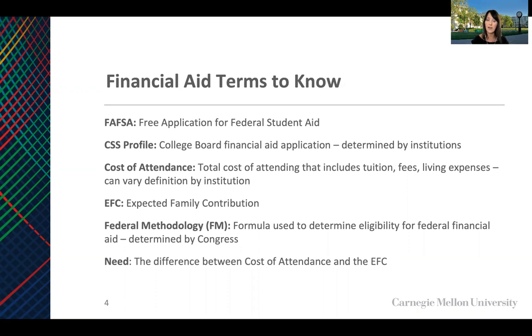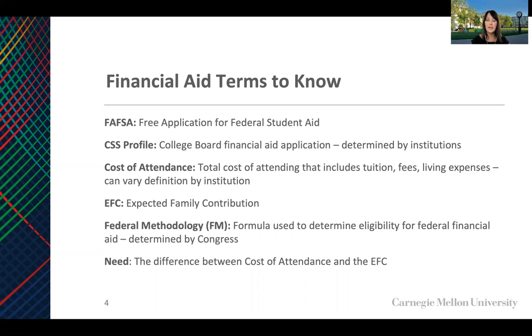That is how that contribution is determined. There are two types of methodology. This is the first one, federal methodology, known as FM in financial aid language. It's the formula that's used to determine your eligibility for federal aid. It is determined by Congress, and that's what the FAFSA determines. So the FAFSA uses federal methodology to determine your aid eligibility.